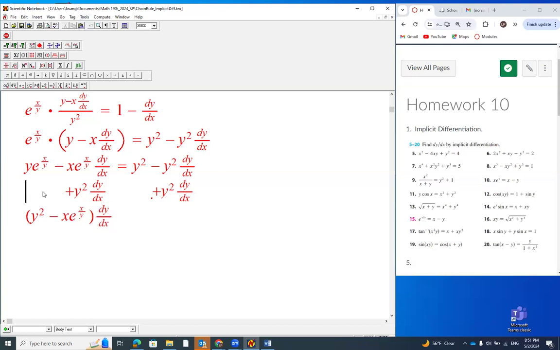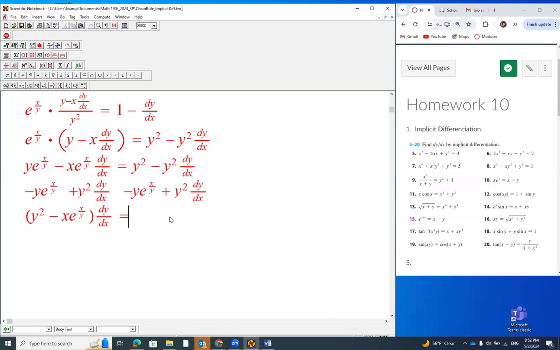Okay, and you can remove that. At the same time, we're going to subtract this term on both sides. Okay, so subtracting the same thing on both sides, adding the same thing on both sides.